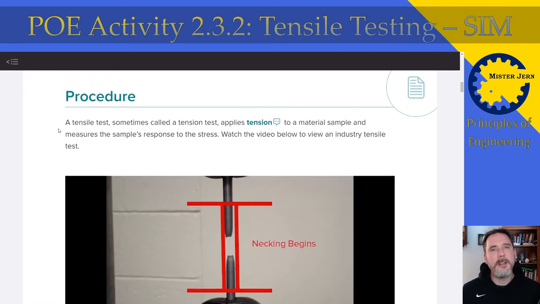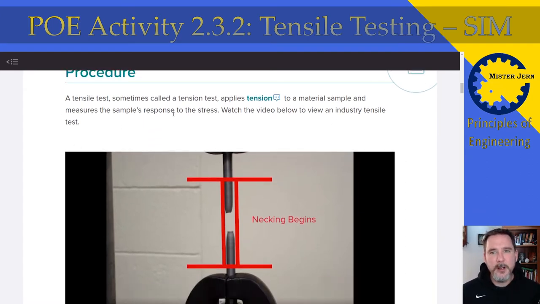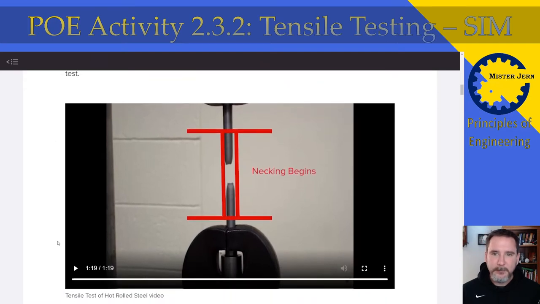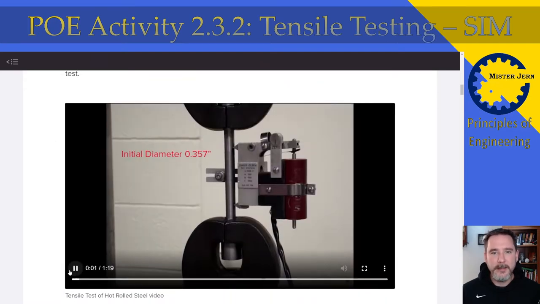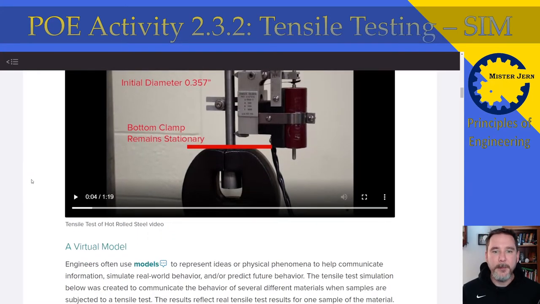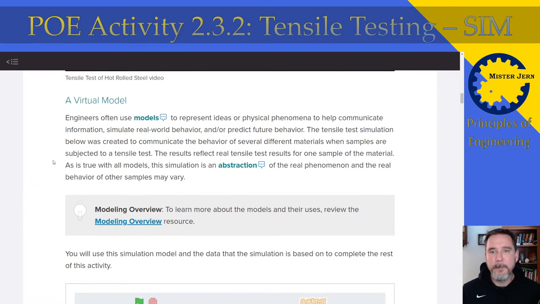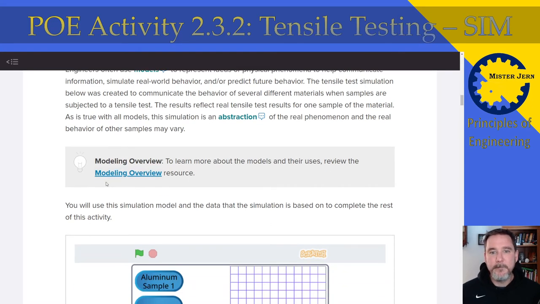We're going to be focusing on these tensile tests, and you can read all this. You can watch this video. Here's an actual video of a tensile test happening, and it gives you all this information. You should definitely watch it and see a real one happening. This talks about models. It's how we engineers use models to represent reality. So that stress strain curve is a model that represents the reality of the material properties of different materials. You could definitely check that out.